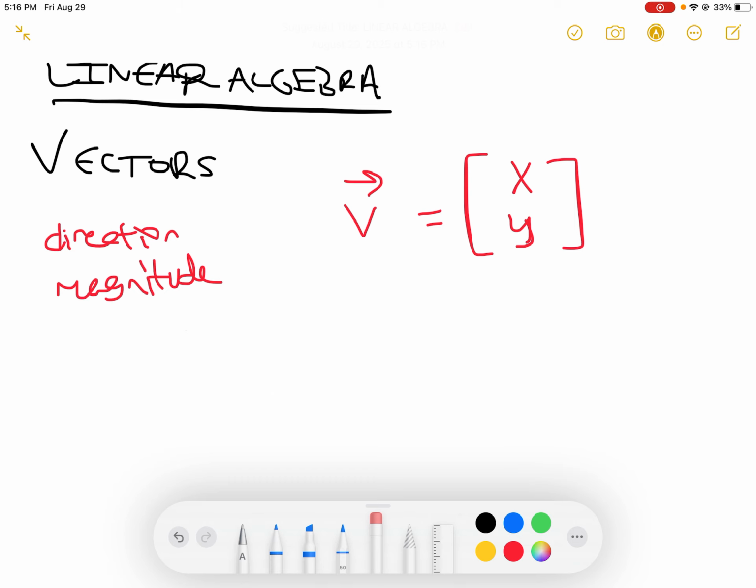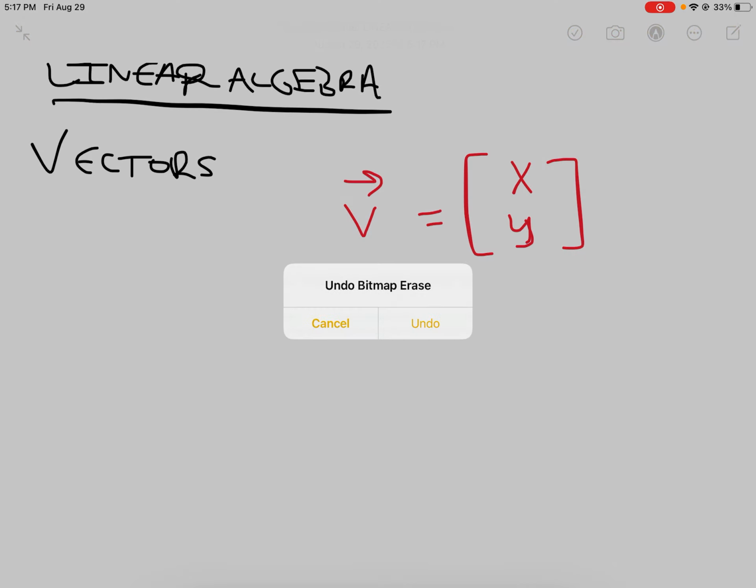So in case you don't understand direction and magnitude, if we're talking about the direction, it's the way that the vector's pointing, what direction it's pointing. Magnitude's going to mean how long it is. So there's actually some things that you can do with vectors. Different operations that you can do.